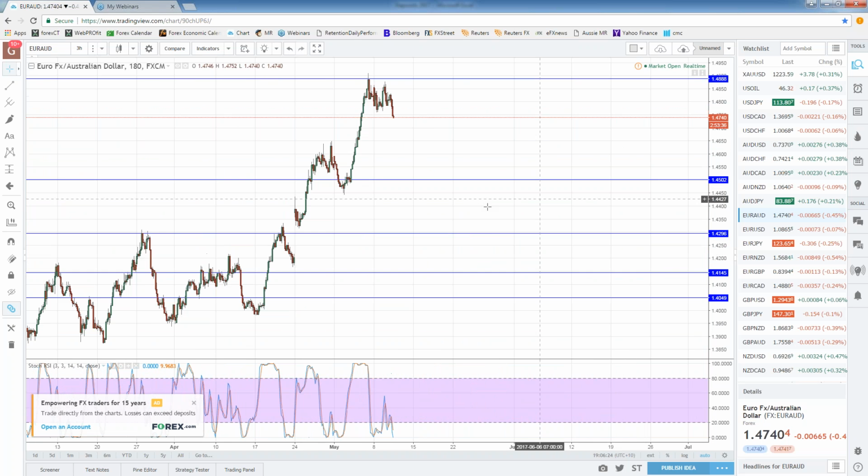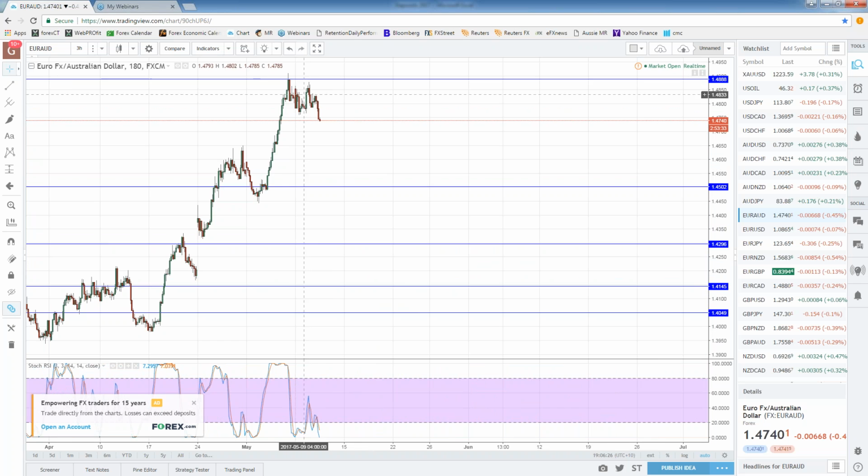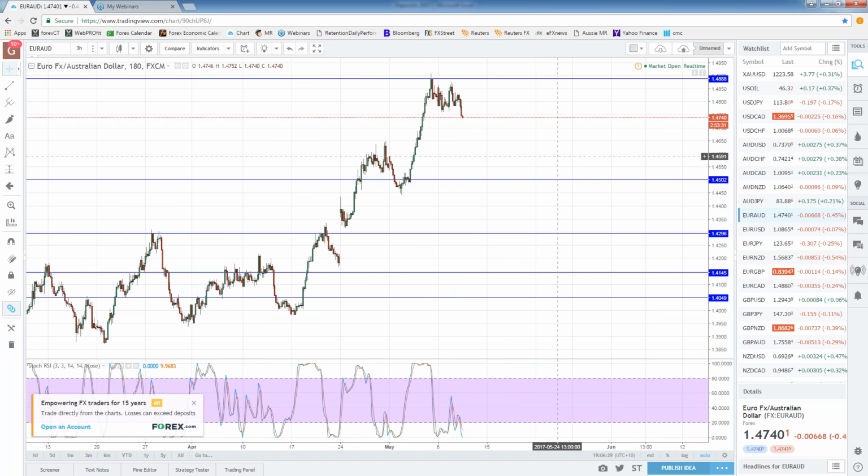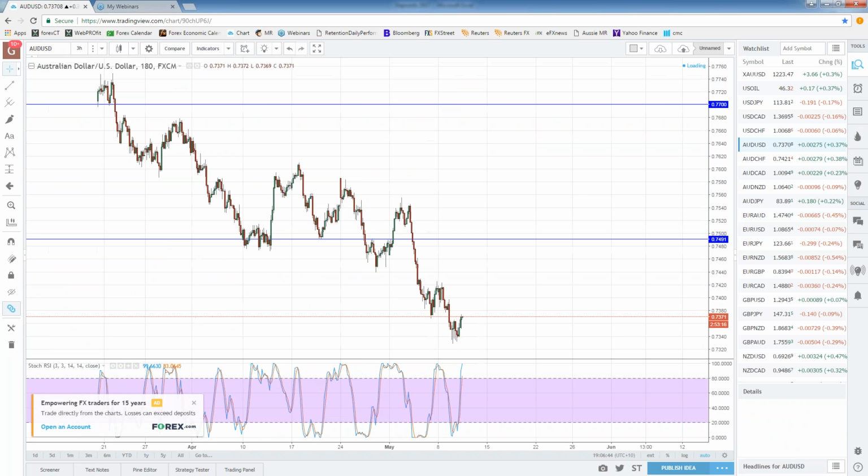And we can see it's already started to push down since it touched that. So well done who did spot that. That's Euro AUD. Let me just pick up the third example. The third example we had was AUD USD.